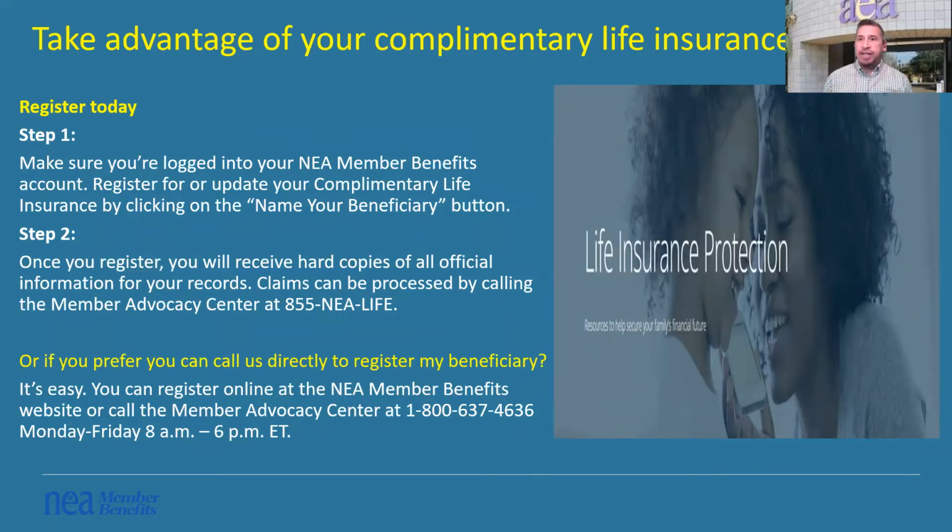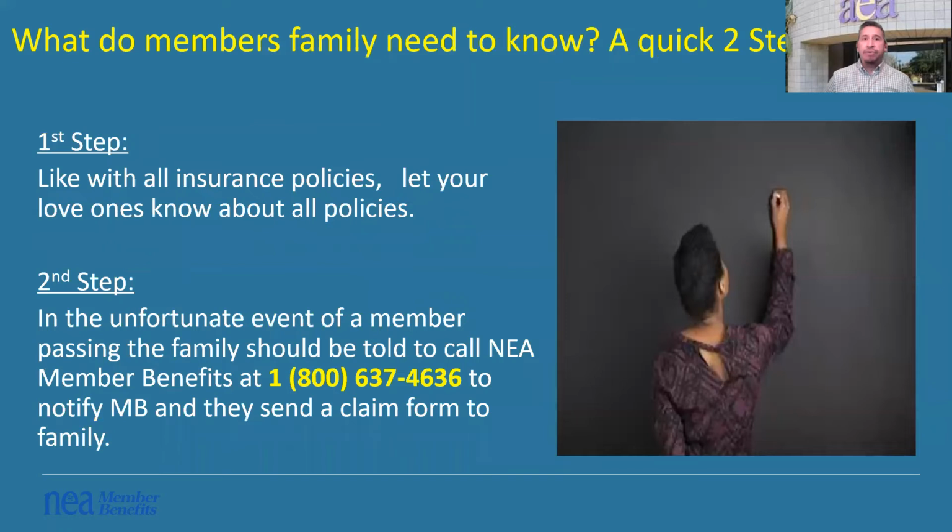Or they can just go to our website, neamb.com, and register there. But they can also fill this information out, which is what we're encouraging. Then, if they want to find out more information, they can give us a call directly at our member services number at 1-800-637-4636, and they're going to be able to help you.